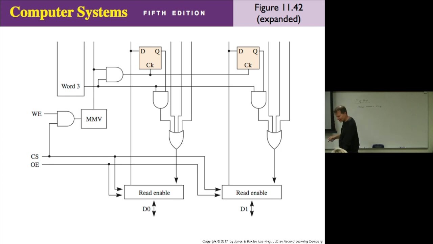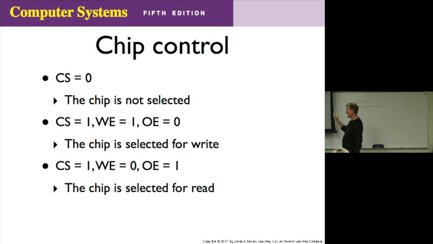Okay, so let's go back here to our whole thing. Now let's think about what happens if you do a read. If you do a read, the chip select is 1 and the output enable is what? 1. It is 1. So what does that do inside this box according to figure 11.42?